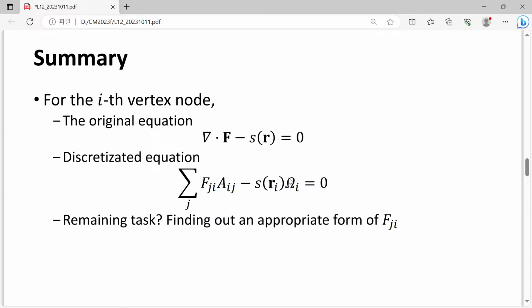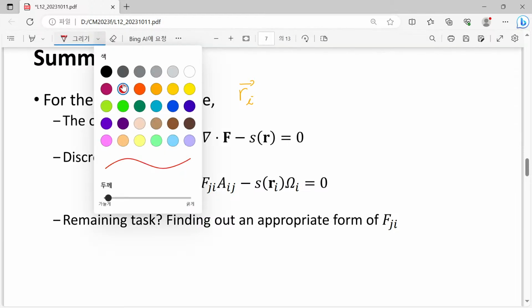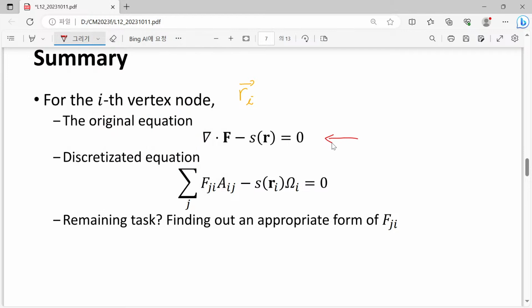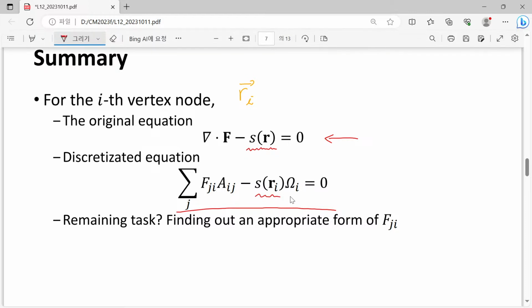For the ith vertex node whose coefficient is given by r sub I, we should build a discretized form. When we have an original equation having quite a general form, the discretized equation is simply written in this form. Here we have a dimensionality of just s. However, since we take a volume integral, now we have this volume term here, and also we have this term.